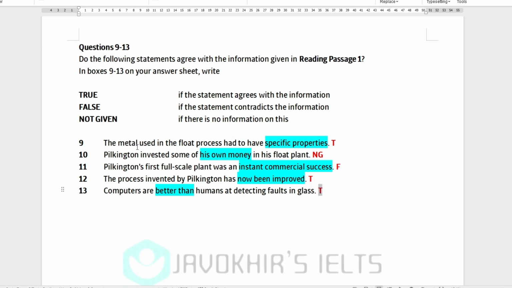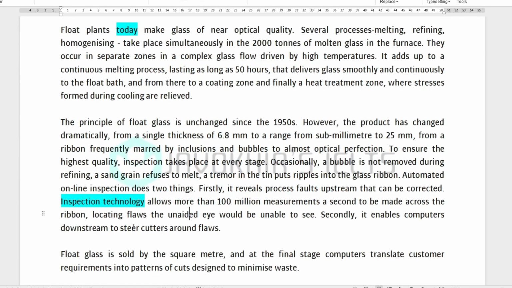It's not really comparing or contrasting. It is just saying better than humans. They are saying that locating flaws the unaided eye would be unable to see. They are saying that the normal human eye cannot see the mistakes or the incorrect parts of that process, whereas inspection technology can.